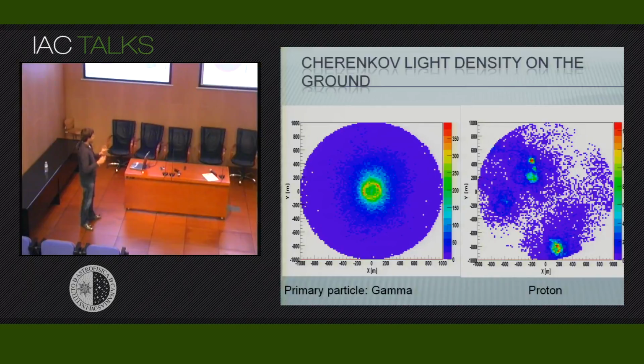But it can also happen that you have maybe your telescope only here, and you see only part of this whole shower, and the other part is hidden for you because it's too far away. And then it may happen that the proton looks very much like a gamma ray. So, yes.